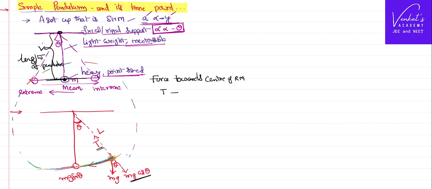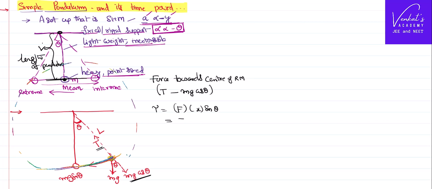Away from the center, there is a force mg cos theta. That is the total force acting towards the center. The question is, will this be able to produce any turning effect in this oscillatory motion? To produce a turning effect, we need a torque. We know the definition of a torque is force into perpendicular distance, and torque can be written like F x sin theta.